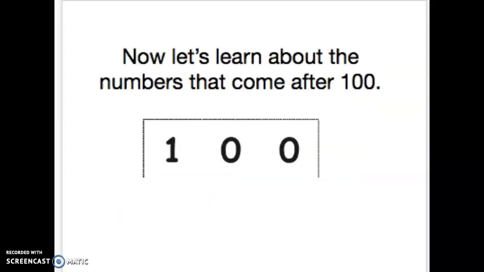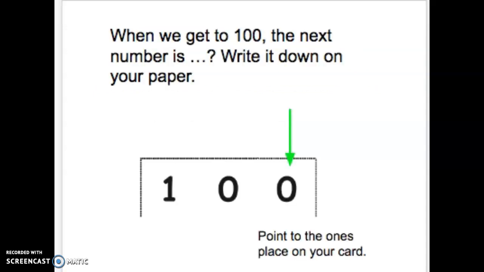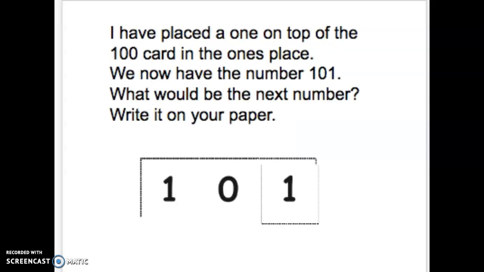Now, let's learn about the numbers that come after 100. When we get to 100, the next number is, write it down on your paper. I have placed a 1 on top of the 100 card in the ones place. This is your ones, tens, hundreds place. We now have the number 101. What would be the next number? Write it on your paper.